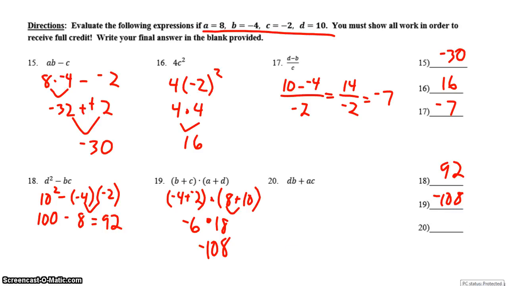And then in 20, we have d times b, which is negative 4, plus 8 times c, which is negative 2. So 10 times negative 4 is negative 40. 8 times negative 2 is negative 16. Negative 40 plus negative 16 is negative 56. So that's an example of the variable expressions that you'll see tomorrow.